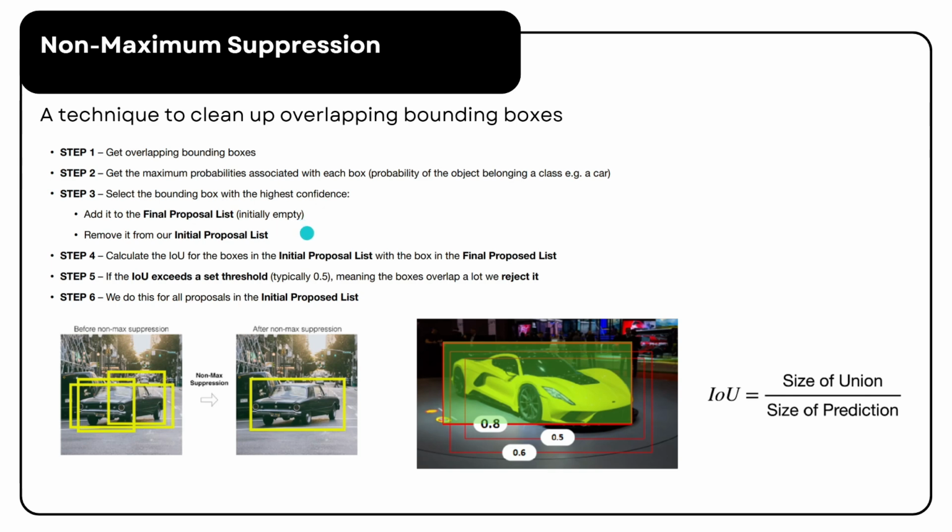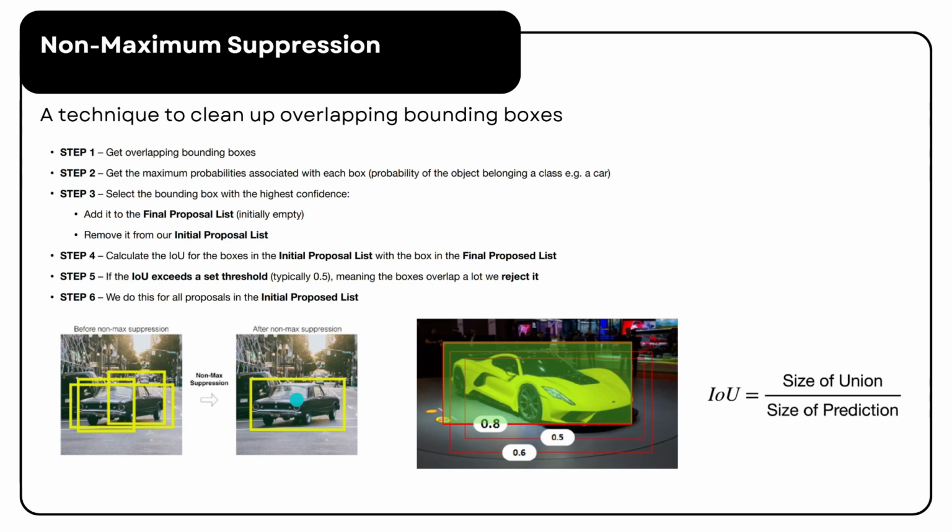Then it compares this box with the remaining ones by calculating the IOU, or intersection over union. If any other box overlaps and exceeds the set IOU threshold, typically 0.5, we consider it redundant and suppress it, meaning we discard or reject it. Next, we repeat the process for all boxes. After that, this one will be the final prediction, the best-fitting box per object detection here.